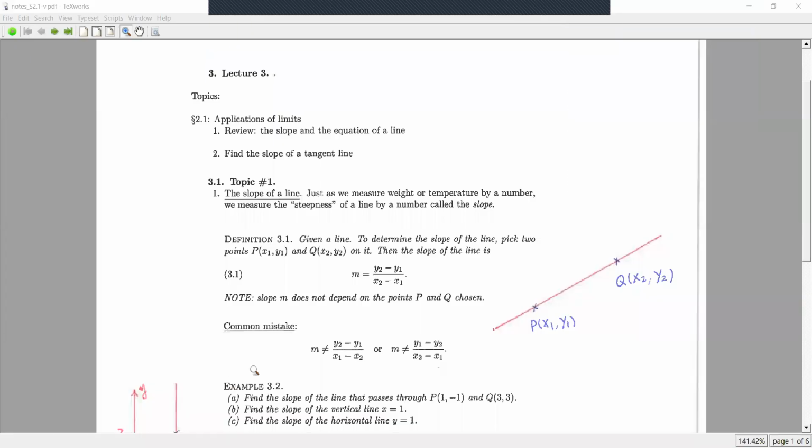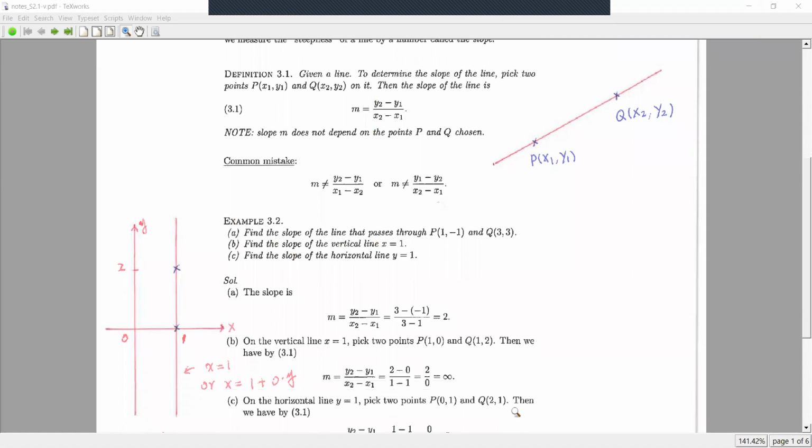Here is one example about the slope formula. Part A, find the slope of the line that passes through these 2 points. By the slope formula, the slope is y2 minus y1 over x2 minus x1. y2 is 3, y1 is negative 1. x2 is 3, x1 is 1. So we have 3 minus negative 1 over 3 minus 1. So the slope of this line is 2.